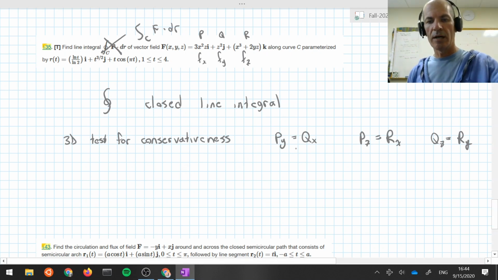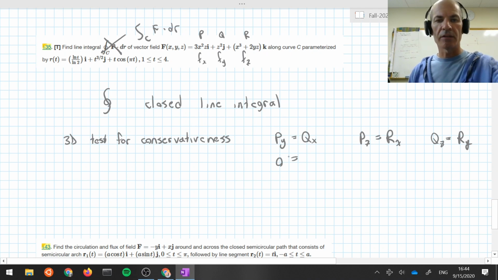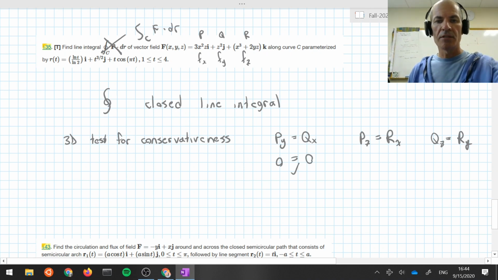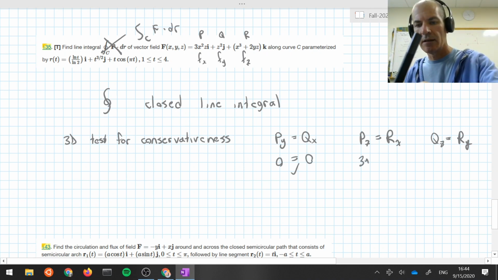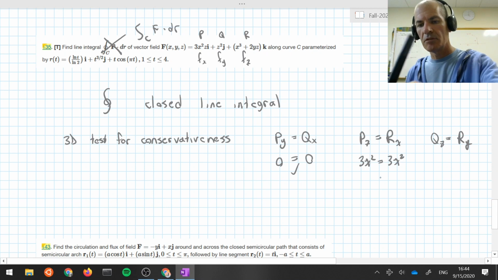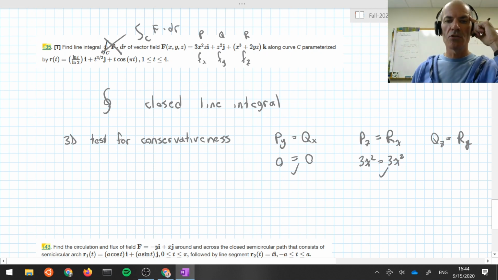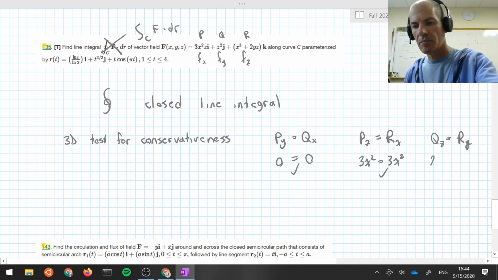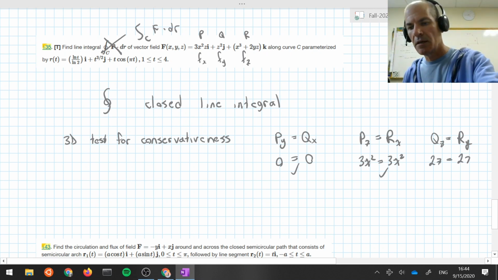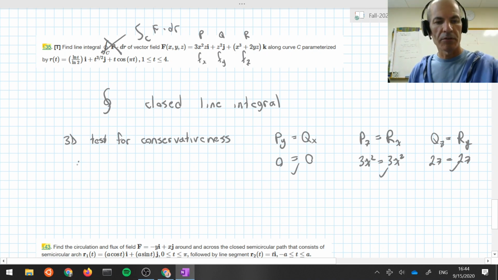All right, let's look at p_y equals q_x. P_y is 0, q_x is 0, check. P_z is 3x squared. R_x is 3x squared. Check. And then finally q_z is 2z, and r_y is also 2z. Check. This is conservative. Now I'm brushing over a little bit here.